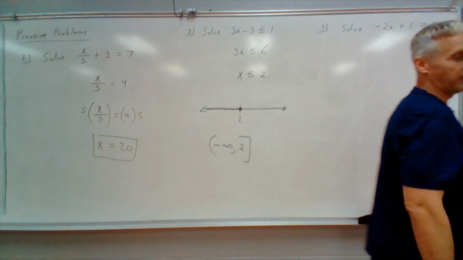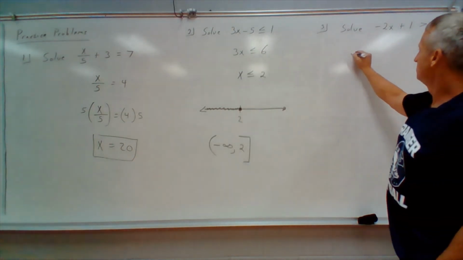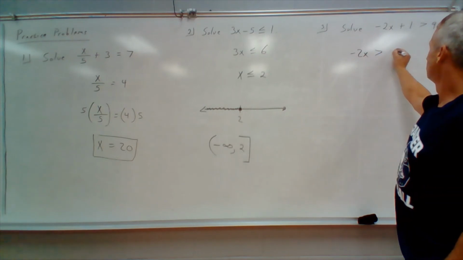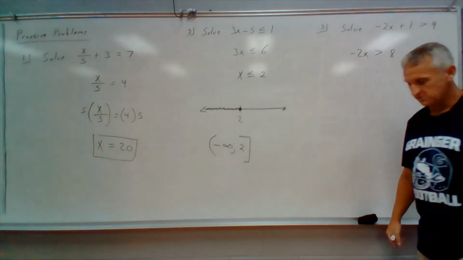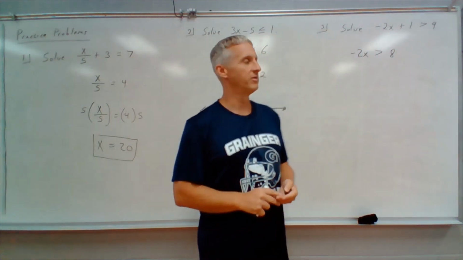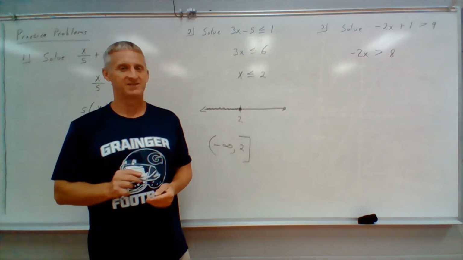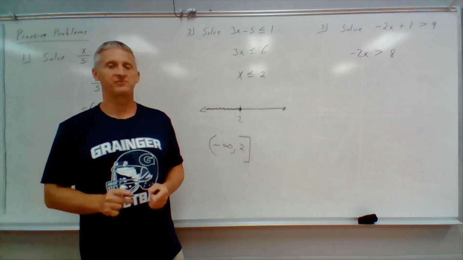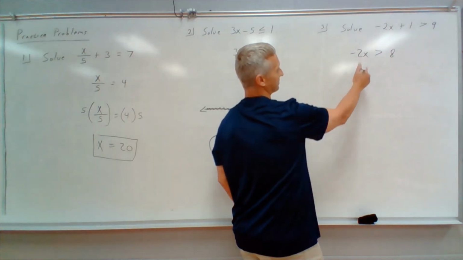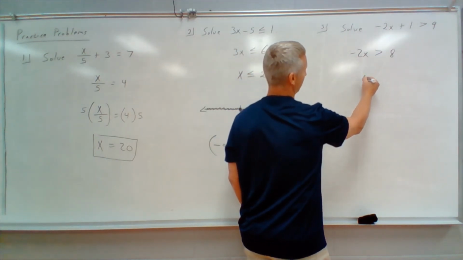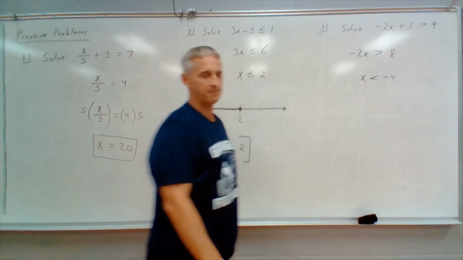Solve this inequality. So I'm going to subtract 1 from both sides. Okay. I'm going to divide both sides by negative 2. Remember, anytime you multiply or divide both sides of an inequality by a negative number, you have to flip the way the inequality sign points. So if I divide both sides by negative 2, I'll have x is less than negative 4.